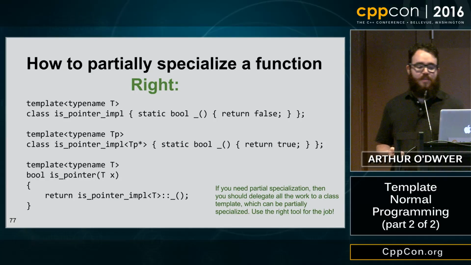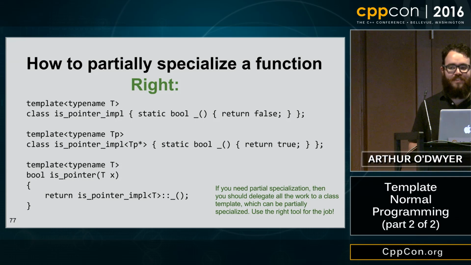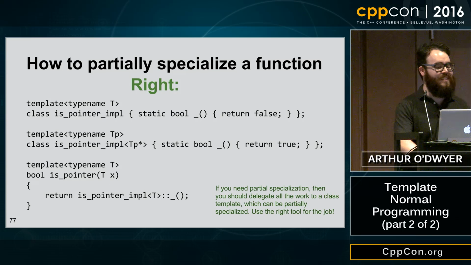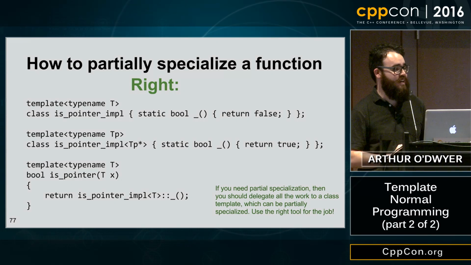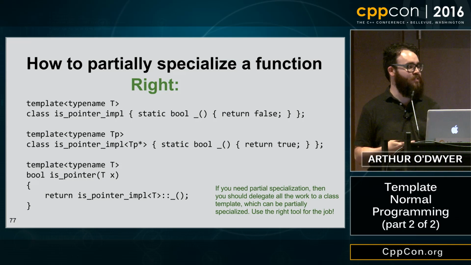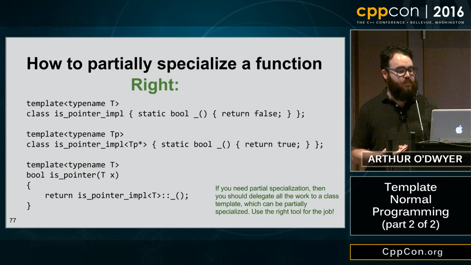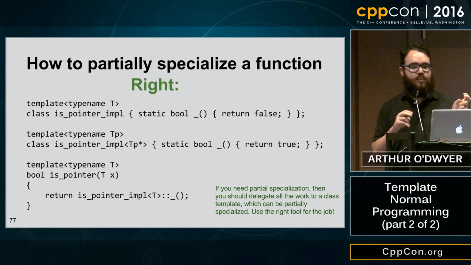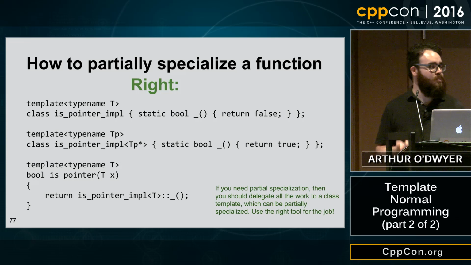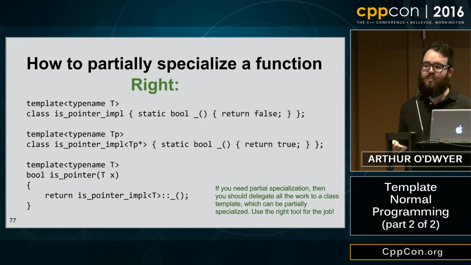So let's pick up where we left off with how to partially specialize a function the right way. Remember from last time, function templates cannot be partially specialized. You can't do it. If we have something that we want to behave like a function, which is to say it's a procedure for doing a thing from some inputs and getting some outputs, and we need it to be partially specialized on the type of those inputs, the right way to do it is to delegate the partial specialization work off to something that can be partially specialized, such as a class template. Use the right tool for the job. If you need partial specialization, use something that can be partially specialized, and don't use something that can't.